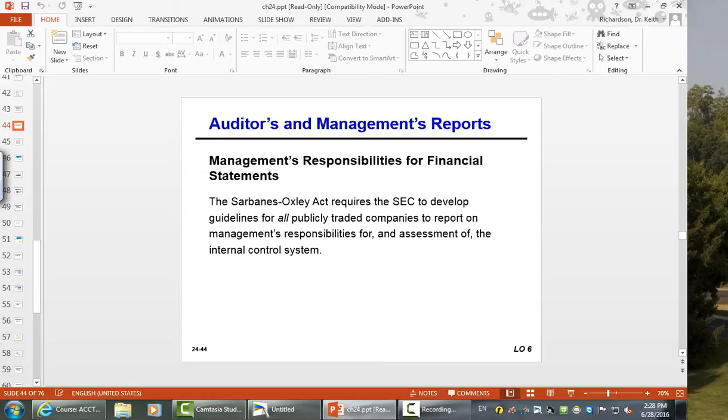Okay, Sarbanes-Oxley, we beat that to death. That's a senator's name and a representative's name. Act of Congress, right guys? This created, by the way, a tremendous amount of work for CPA firms.